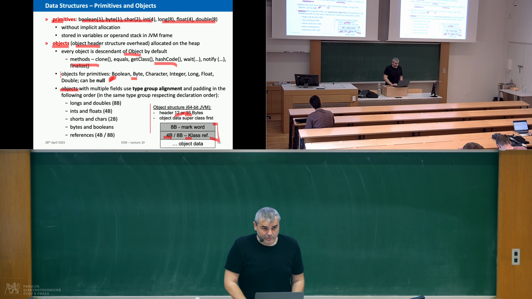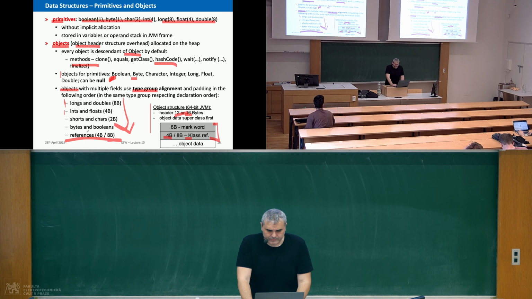If you have a generic object, not this simple, internally the data are organized using this type group alignment, where with the padding, it tries to store longs and doubles first, then ints, so simply from largest to smallest. With one exception, references are at the end of the object. That's an optimization for the garbage collection, to have it close to the next object header.